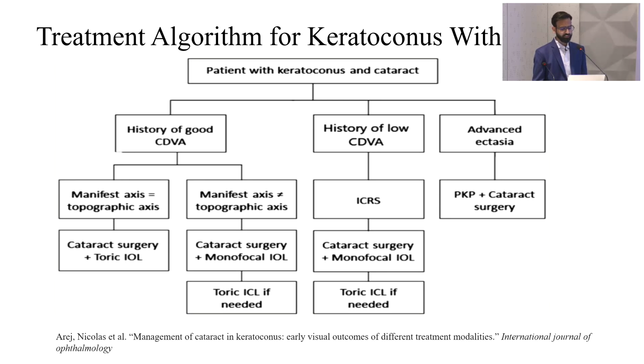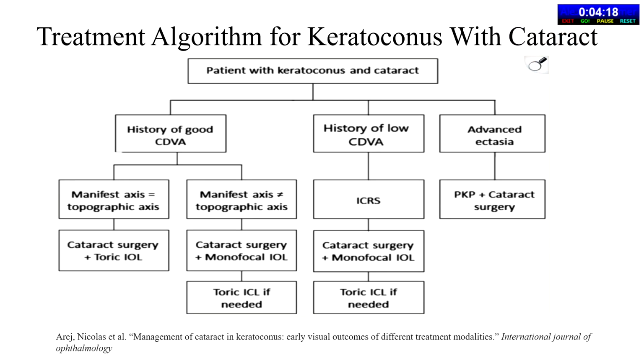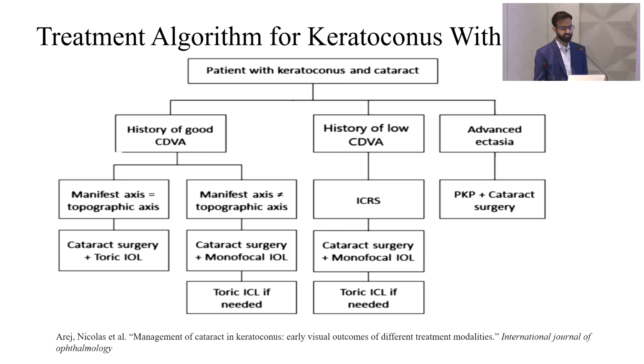So this is the treatment algorithm in keratoconus patients with cataract by Nicholas et al. Patients having a history of good CDVA and manifest axis equal to topographic axis can go for cataract surgery with toric IOL implantation.